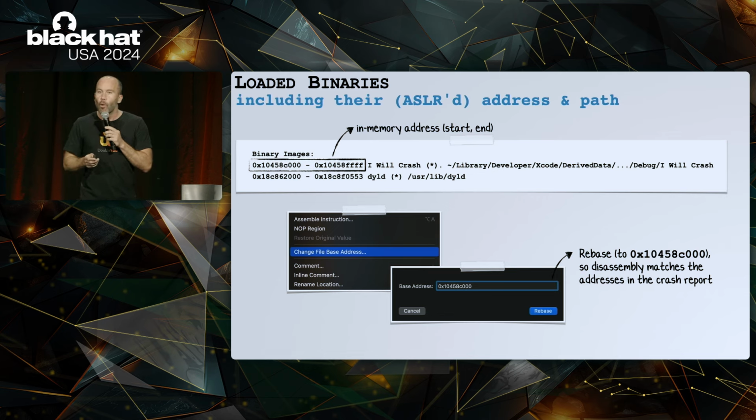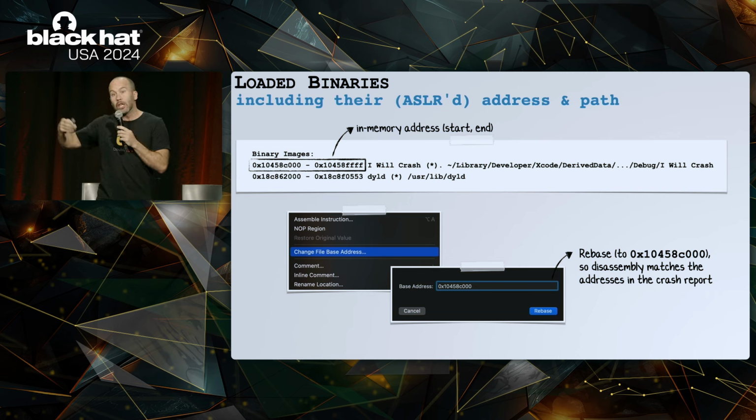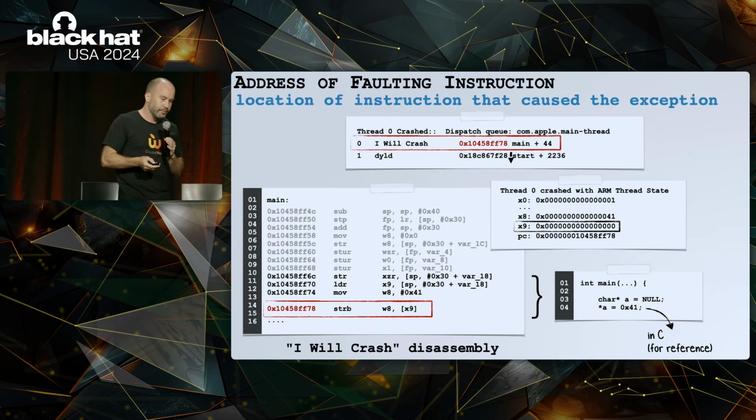And this is actually very important because, as you will see, what we normally do is find the faulting instruction from the crash report. And then in a disassembler, we load the binary that has the bug. Well, on the file system and in memory, there's going to be an address mismatch because the operating system shifts around binaries when they're loaded in memory due to things like ASLR. So what we need to do is look at where the binary image was loaded in memory, then go into the disassembler and tell it to rebase the image so that all the addresses will match.